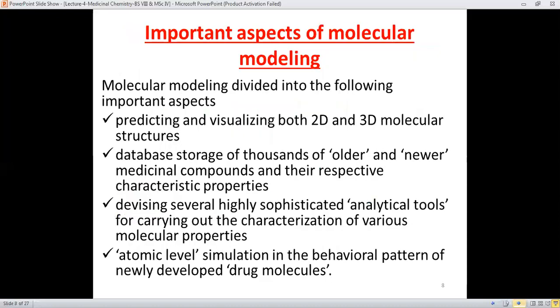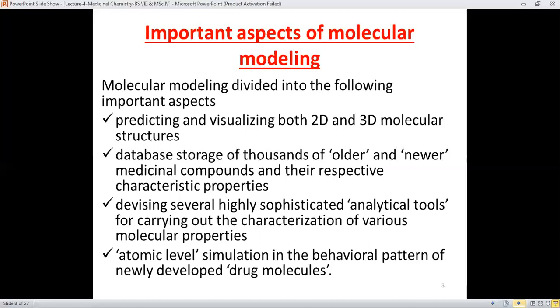Next are the important aspects of the molecular modeling. Molecular modeling is divided into the following important aspects, which are predicting and visualizing both 2D and 3D molecular structures. First we predict and visualize them on the computer, both their 2D and 3D molecular structures.